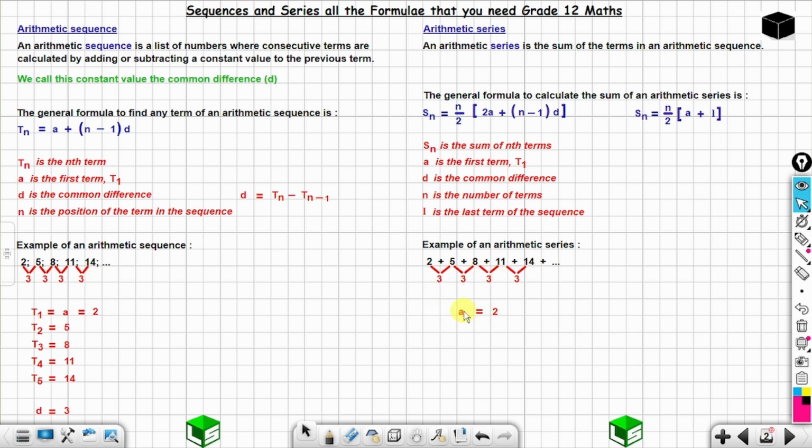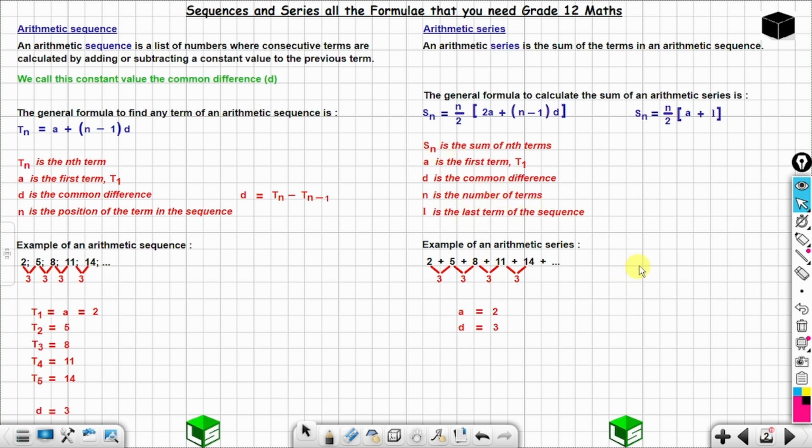Now, A, which is T1, is equal to 2 in this example, and the common difference is 3. For example, if you are calculating S4, you calculate the sum of the first 4 terms: 2 plus 5 plus 8 plus 11. You are going to have 26 for S4. So you understand N represents the number of terms for which you are calculating the sum.